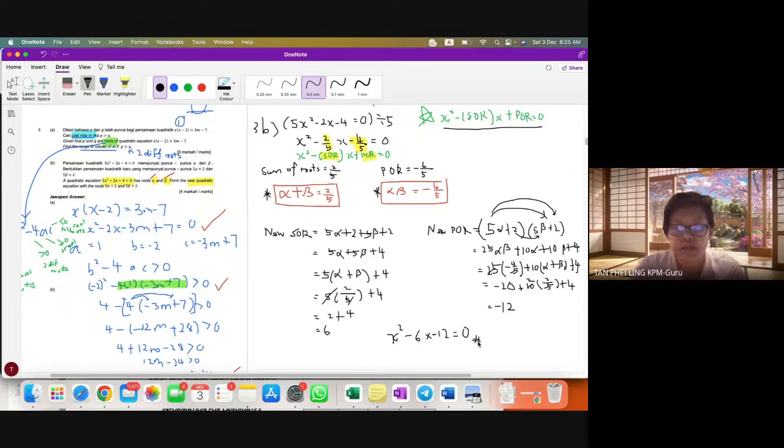So the problem here, I want to highlight a few things. Number one, if you take the SOR wrongly, there is a very high chance that you will go and take negative 2 over 5 here. If this part is wrong, the rest will be wrong because you are putting in the new SOR and a new POR. And for this question, maybe they will give you 1 mark follow through if your alpha and beta is wrong. So that's the risk.